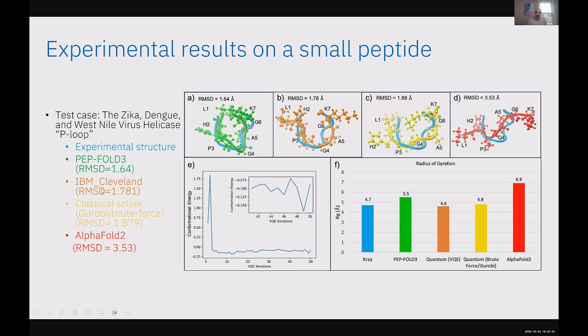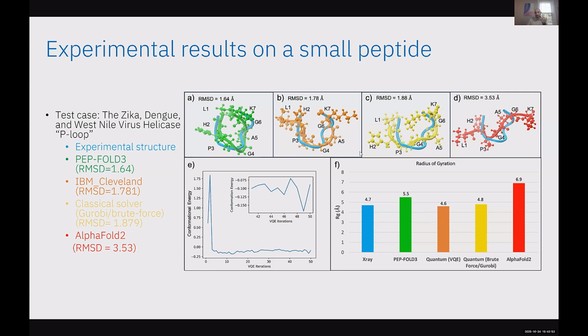What we saw was essentially that the quantum computer gave us very competitive results if you compute the RMSD, the root mean square deviation. It's a measure of how far off you are from the experimental structure. Similarly, we also computed the radius of gyration, which is how open or closed your structure is. It's a measure of how the structures are opening and closing compared to each other.